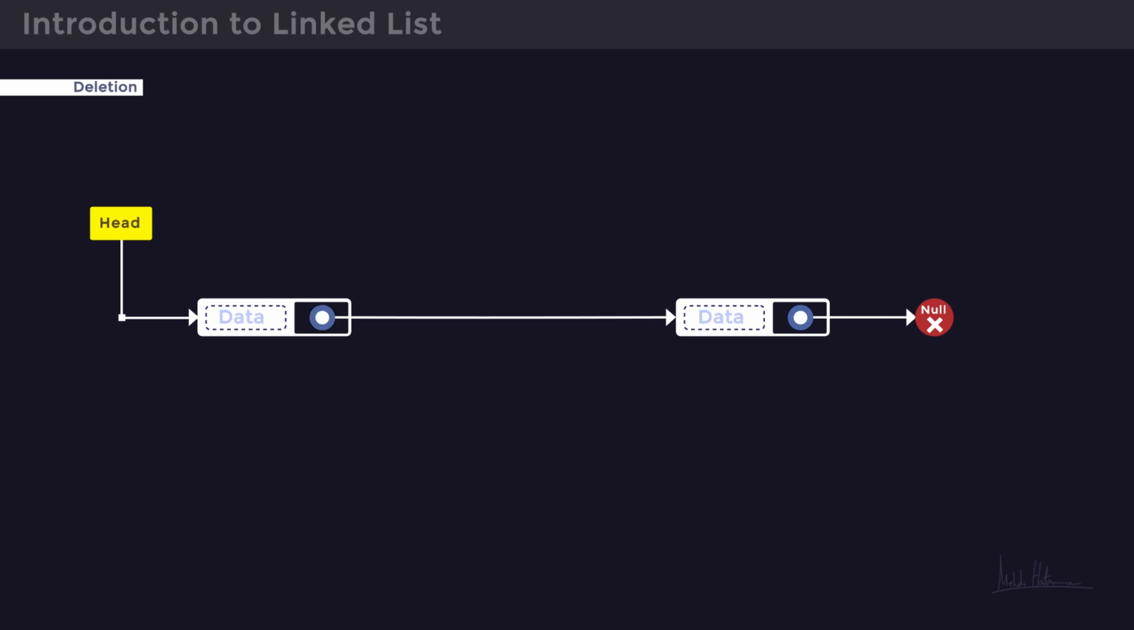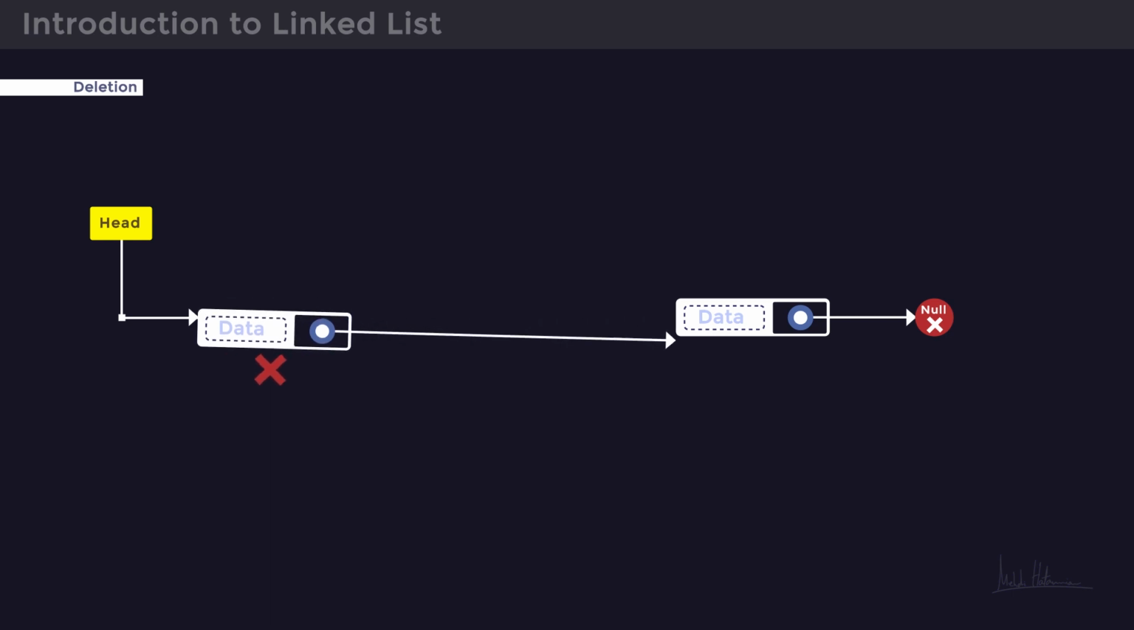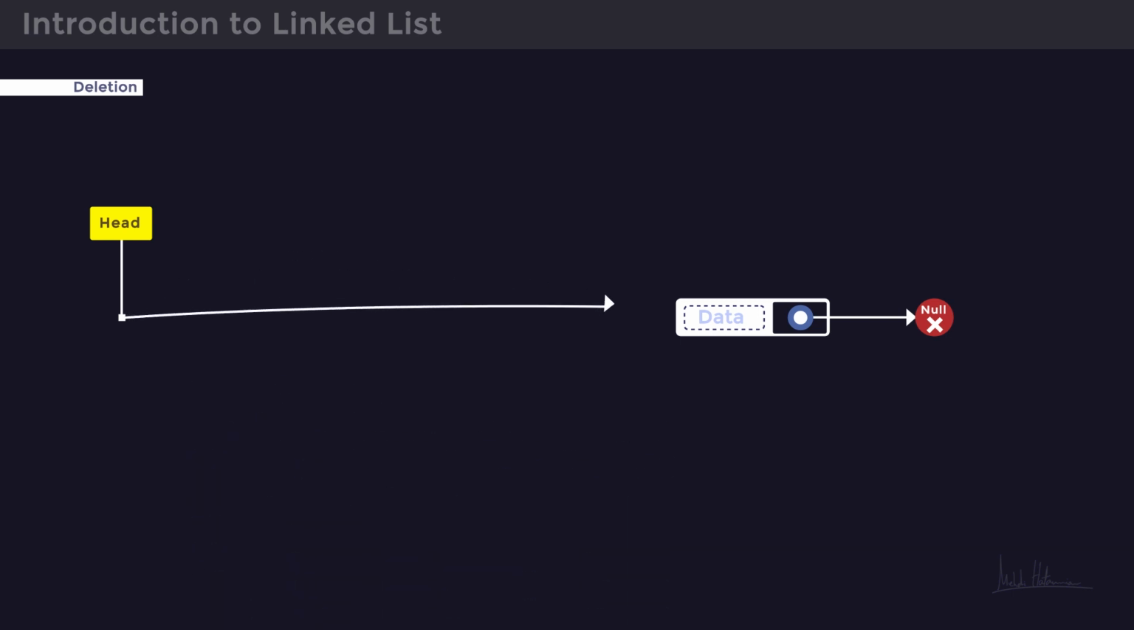And let's just see another example. This time, suppose we're going to delete the first node. The only thing that we need to do is to change the head pointer to point to the second node, which is the last one here.